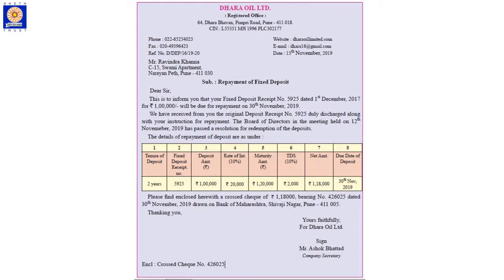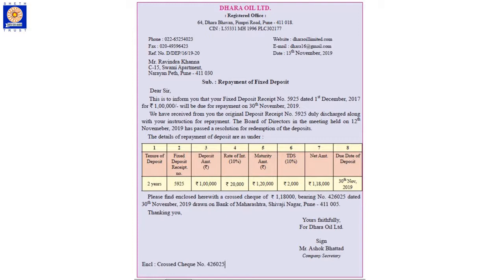The deposit was issued for 2 years, so the interest amount for 1 year is 10% of 1 lakh, 10,000, and for 2 years it becomes 20,000, and on maturity the depositor will receive 1 lakh 20,000. TDS at 10%. Here the TDS has been charged 10% on the interest amount, that is 10% of 20,000, 2,000. Net amount 1 lakh 18,000. Due date of deposit is 30th November 2019.